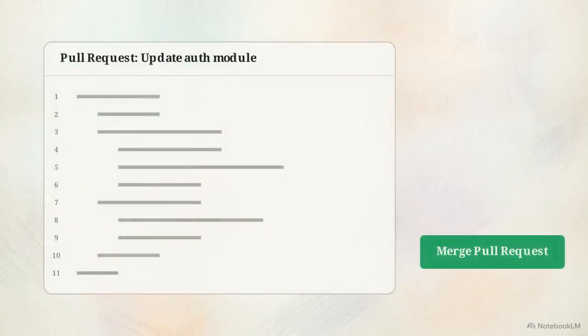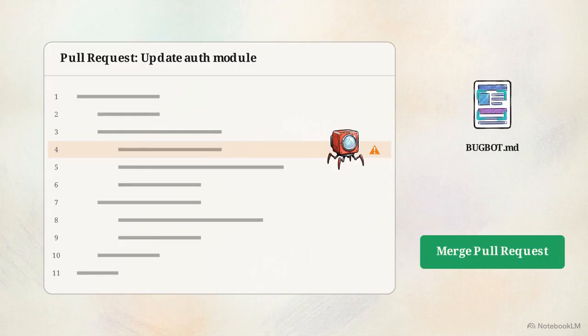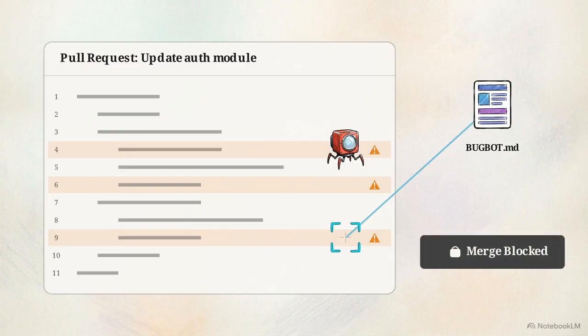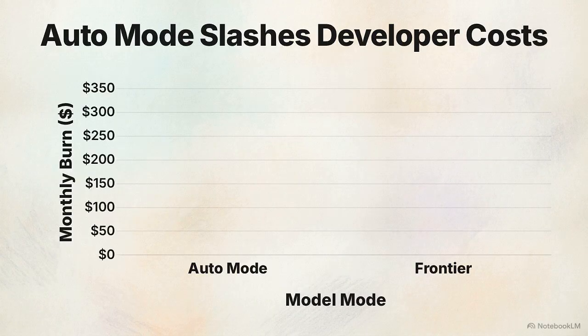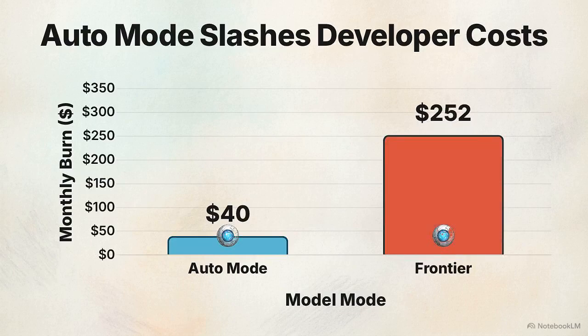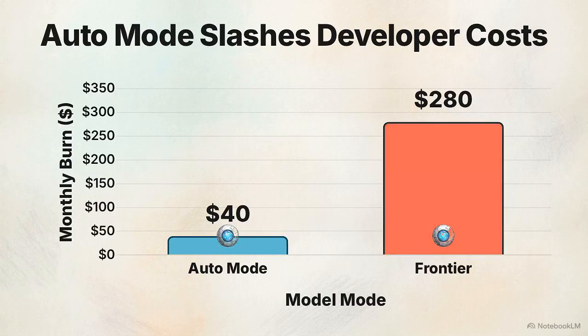For teams, Bugbot serves as an automated PR reviewer. By defining your standards in a bugbot.md file, the agent can catch security issues and convention violations before they ever reach a human reviewer. Monitoring these costs is essential for production teams. Defaulting to auto mode saves hundreds of dollars per developer every month, compared to teams that use frontier models for every routine task.